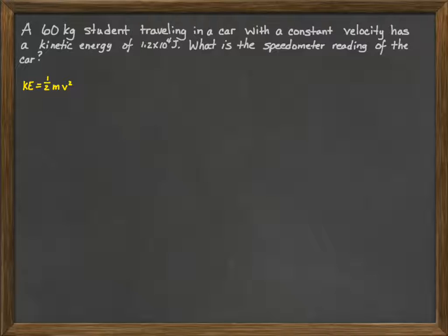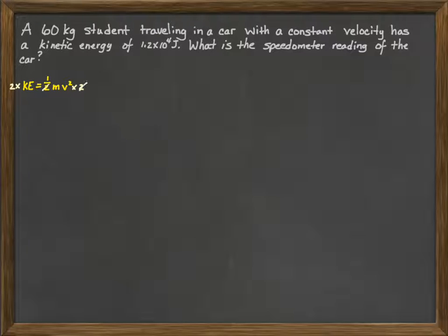I'm going to use the equation kinetic energy is equal to 1/2 mv squared. But in this case, what I want to know is what is v, not what kinetic energy is. They give me kinetic energy and they give me the mass. What I want to know is what is v.